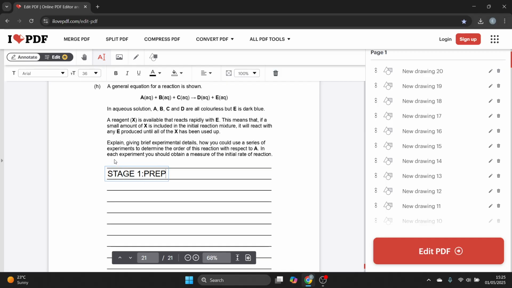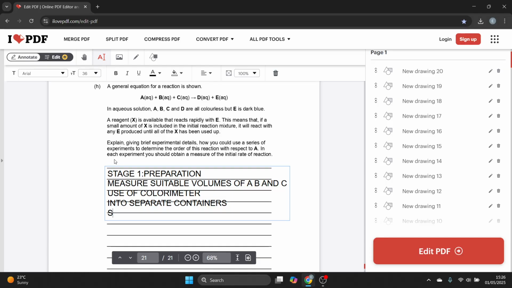Stage 1, preparation. Measure suitable volumes to determine the order of reaction with respect to A. Well, I've only determined the order. I'm going to have to sketch a graph. In order to sketch a graph, I need to first find out suitable volumes of A, B, and C. Use a colorimeter with separate containers. And then stage 2, my procedure. So that was the preparation of it.